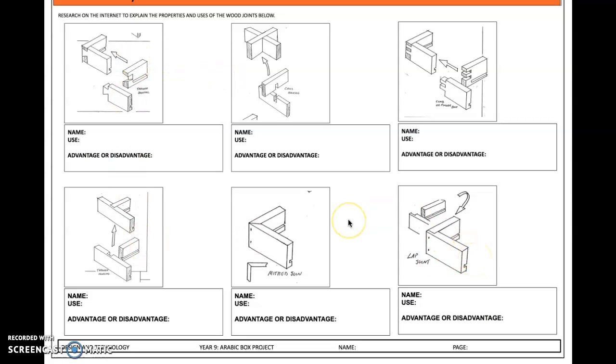Now what you need to do is use the internet, research different types of wood joints, and write the correct name at the top, and then write down a couple of uses for that woodwork joint, as well as some advantages and disadvantages of that particular wood joint when used in the construction of different products. Alright, so a fairly simple task. And there are the two sections, Section A and Section E, that I would like you to complete.